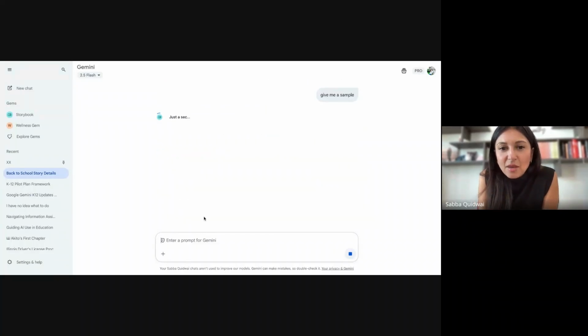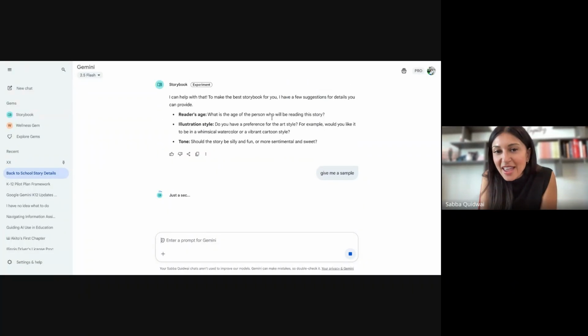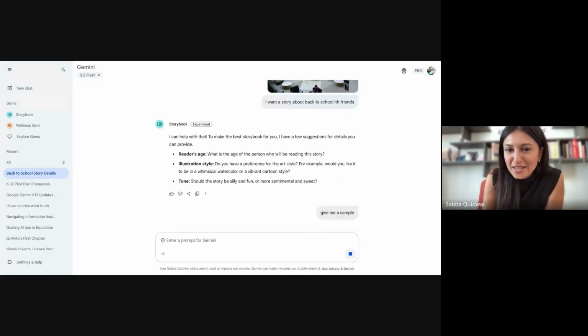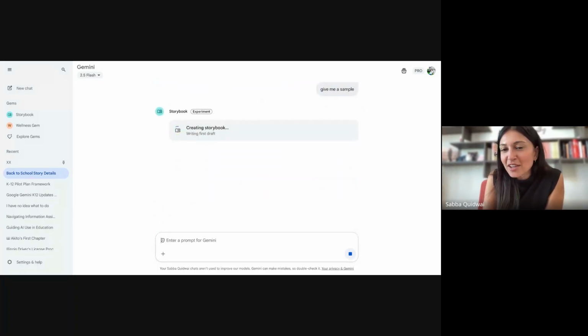Let's see. But see, this is what they have trained the AI tool to do, right? This is the thinking. Okay, what's the age? If I actually went to a person and I said, make me a storybook, these are the exact questions they would ask me. Okay, who's reading the story? What do you want it to be like? Is there a certain theme you want? Do you want the story to be more sentimental or more funny? This is the kind of stuff it would do. So I just said, okay, just give me a sample. I want to answer the questions. And now it's going to come over here and make me a draft.